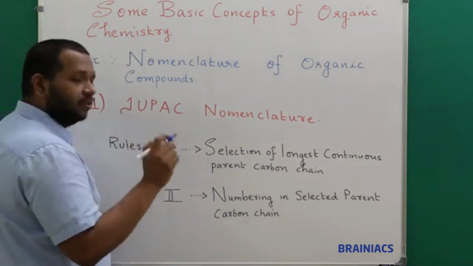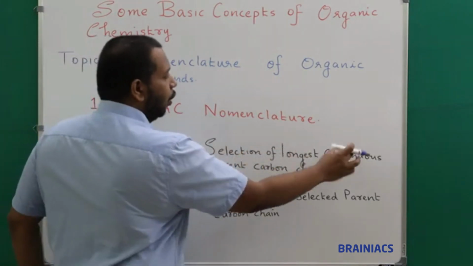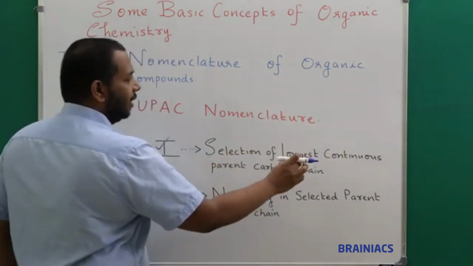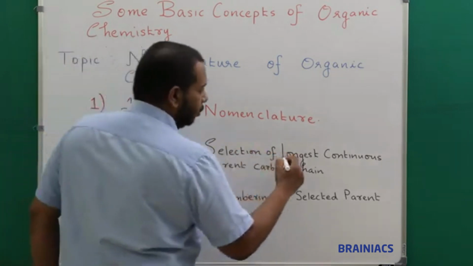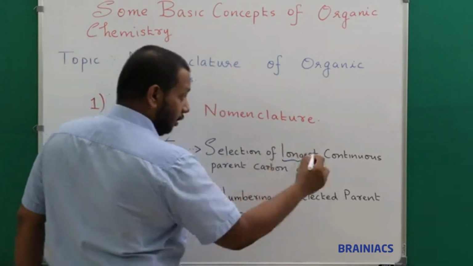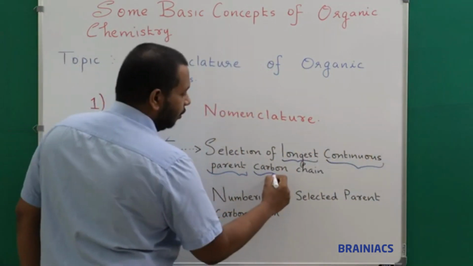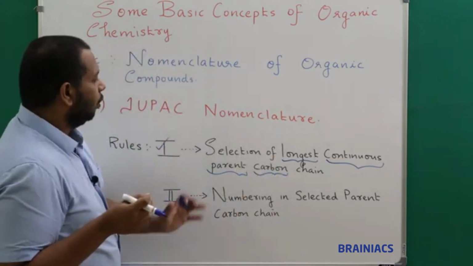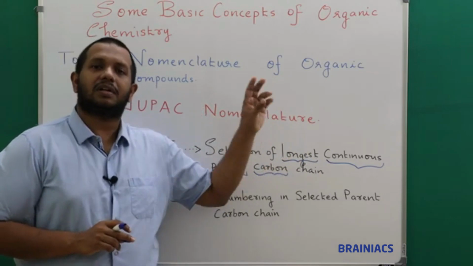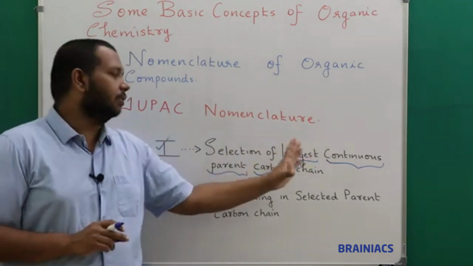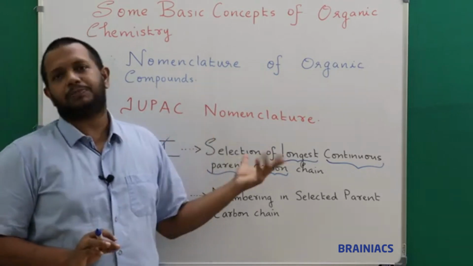The first main rule is the selection of the longest continuous parent carbon chain. Here each term has a meaning and importance. Longest, very important; continuous, very very important; and parent, very important; carbon chain. So all four terms are important. I will explain what this is. Don't worry, we will go in depth into this.